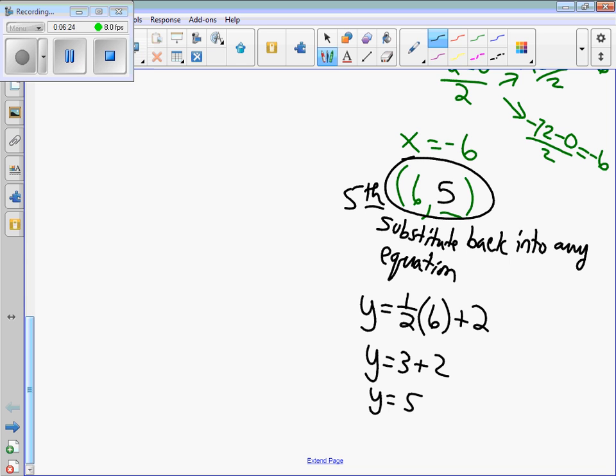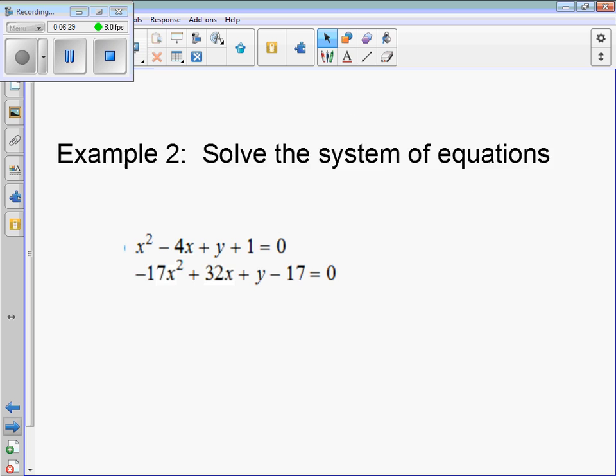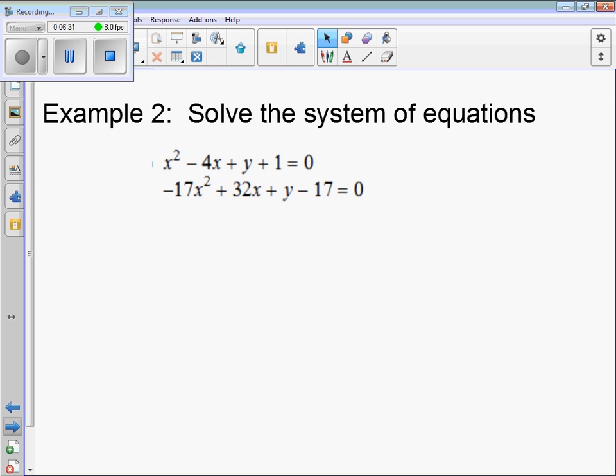Moving on. We have now two quadratics, so both of these are quadratics.